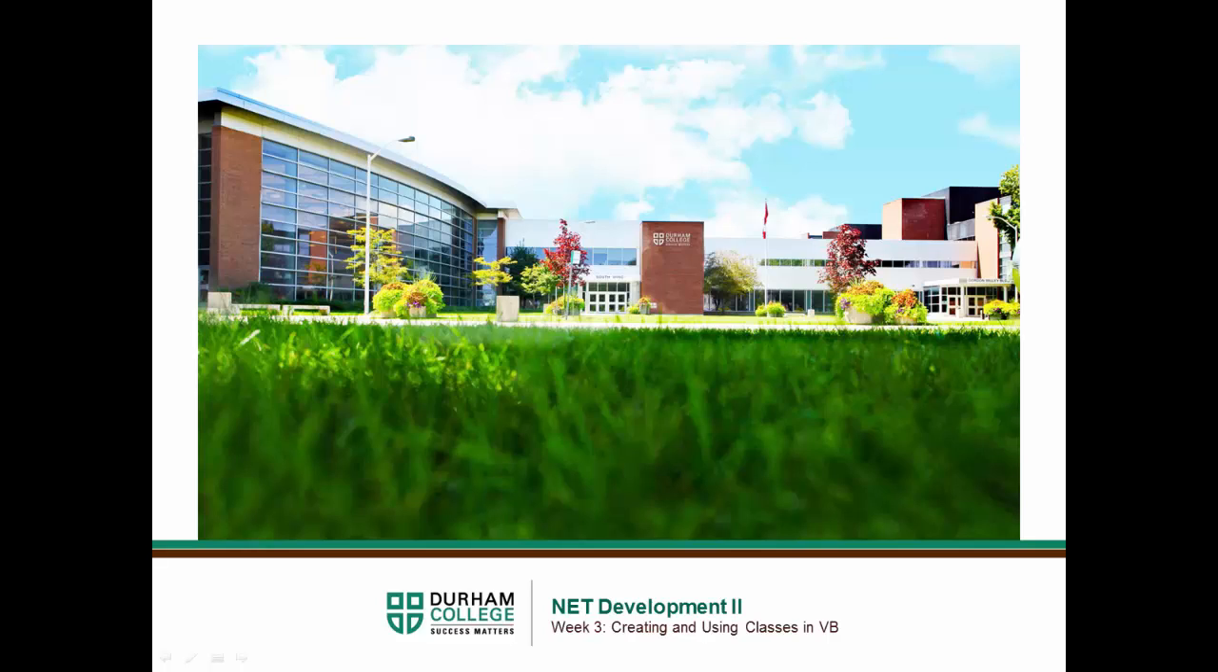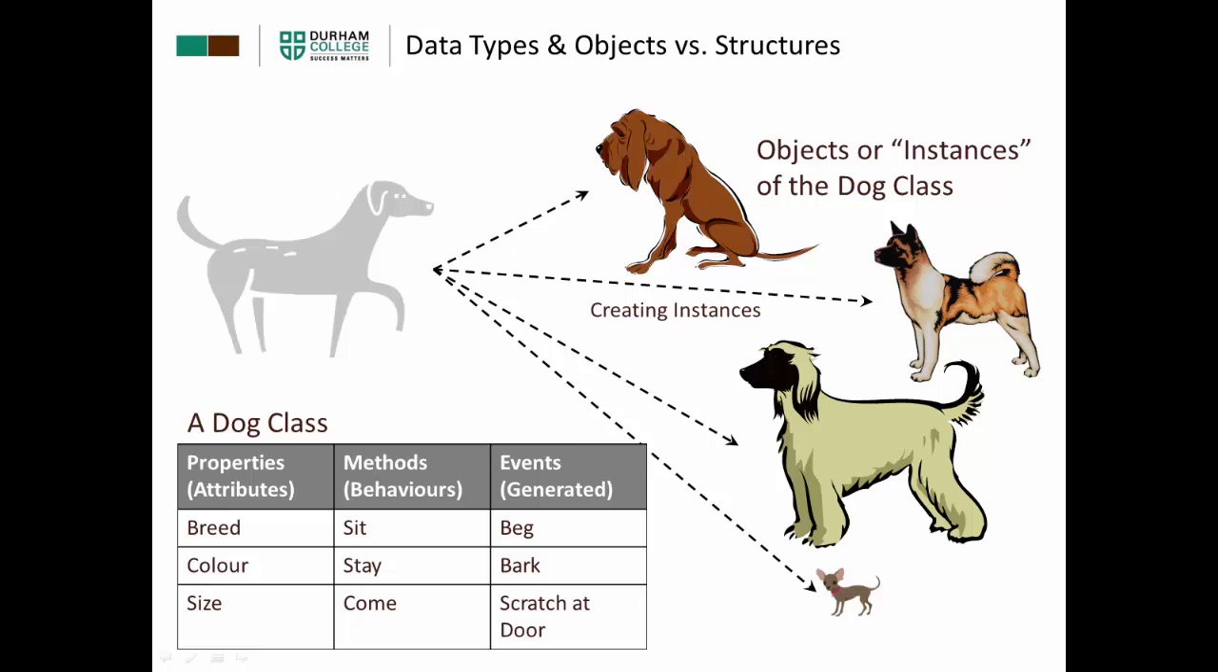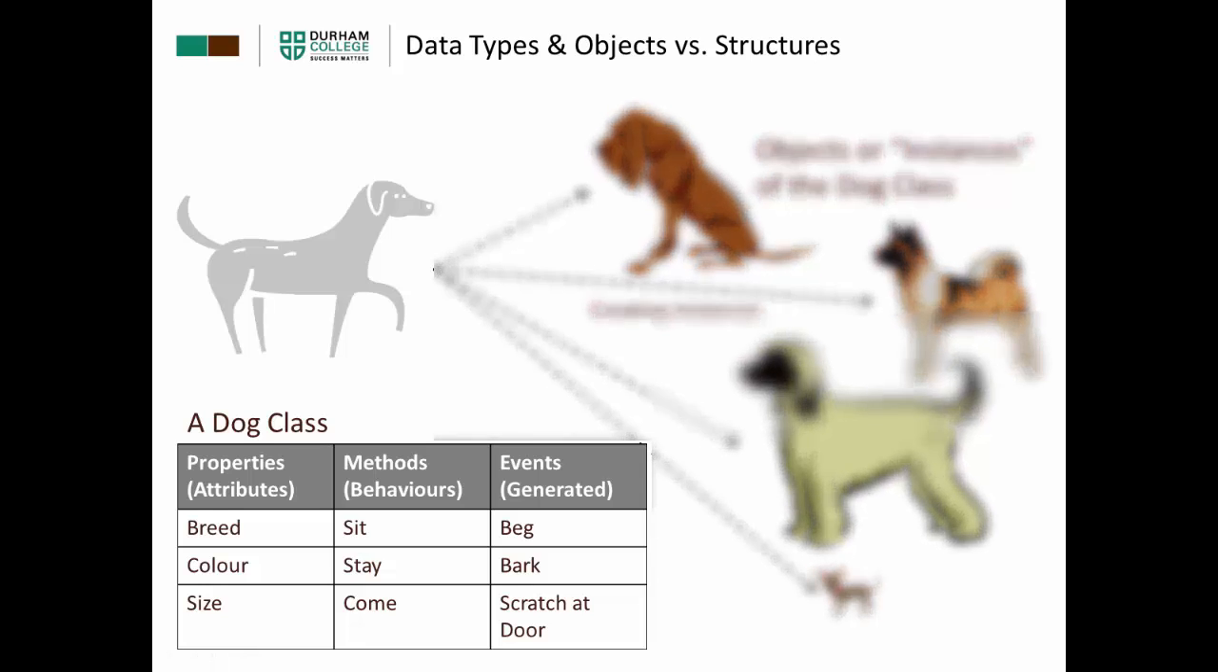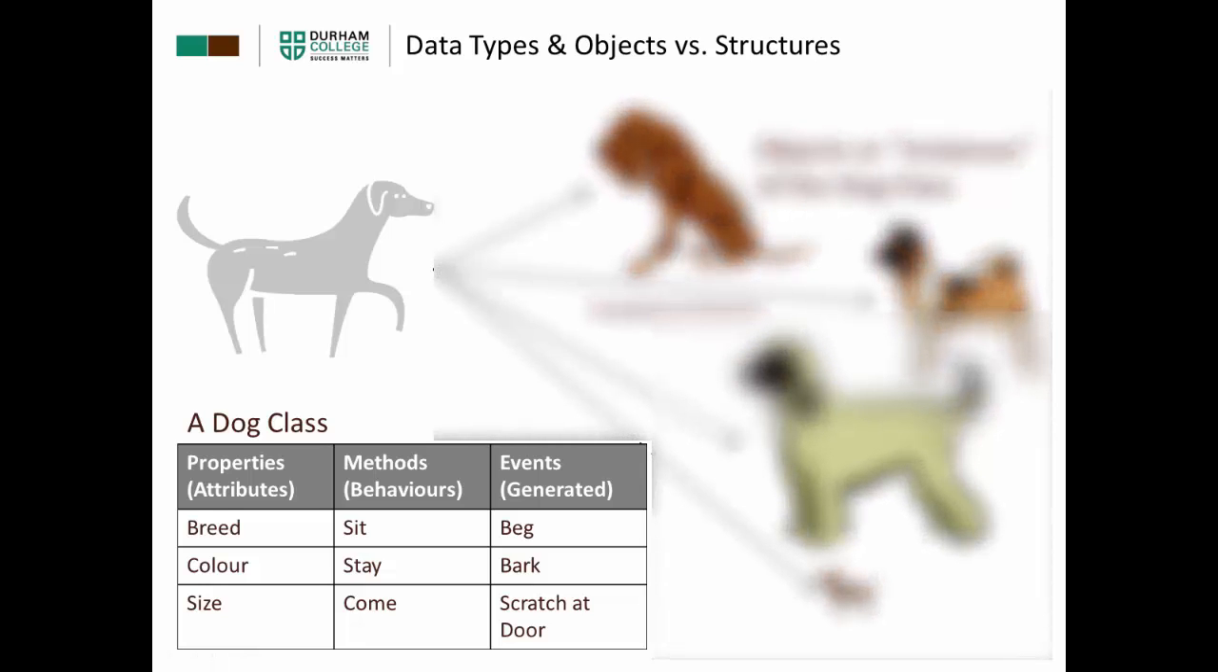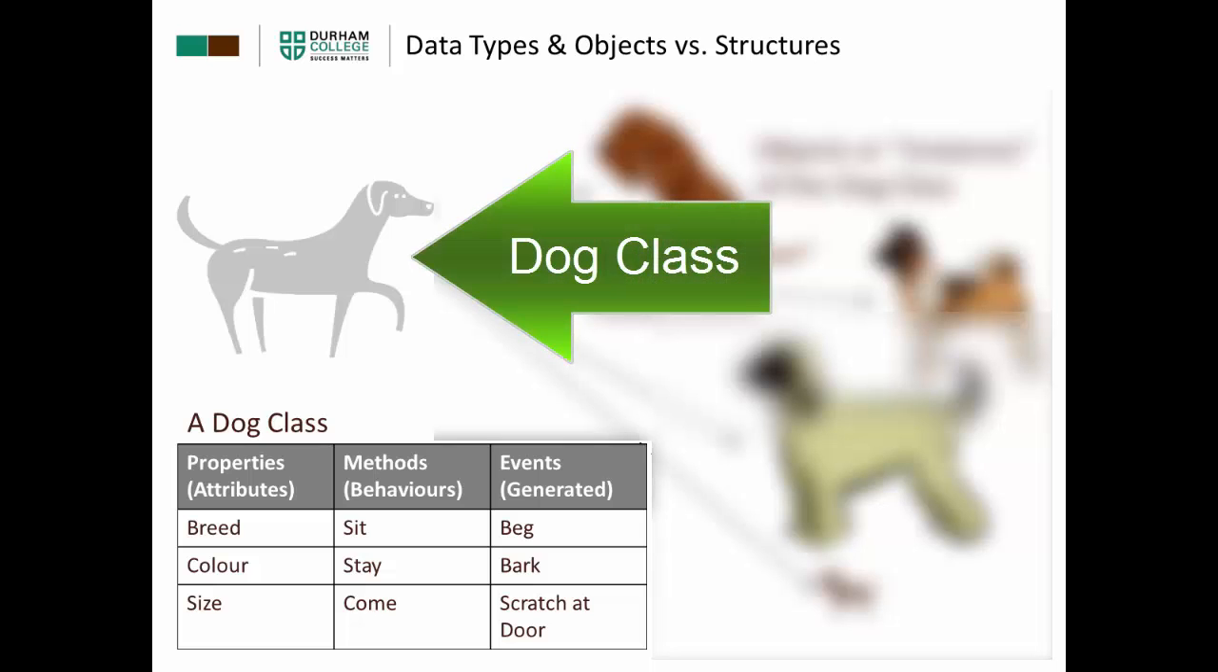Okay, this is the second video on the subject of creating and using classes in VB, or object-oriented programming in VB. This time we're going to actually look at what objects are and what they do. So this page is indicating that there's something we've created called a dog class, and you'll see on the left a picture of a dog, and this is, we're going to say, the dog class.